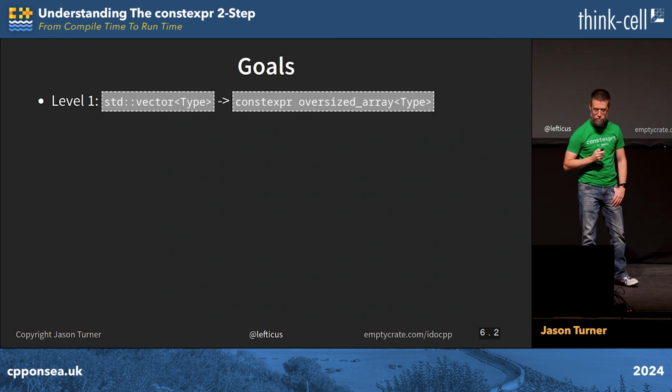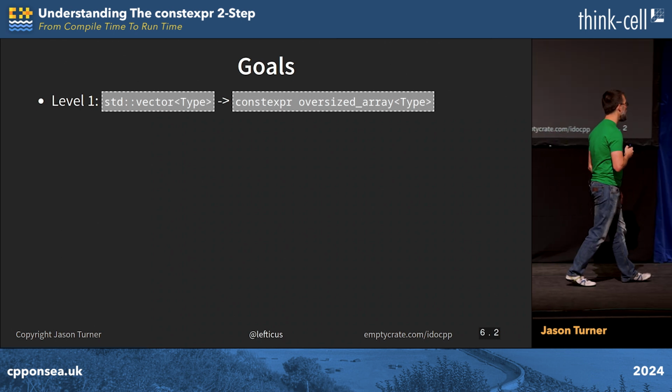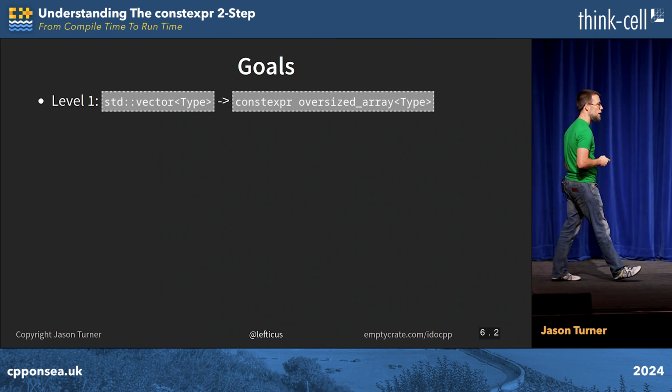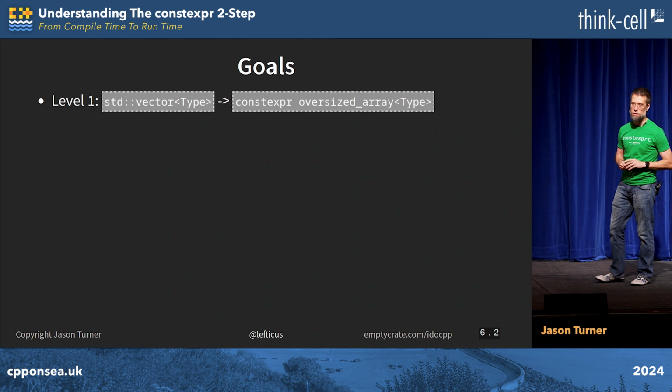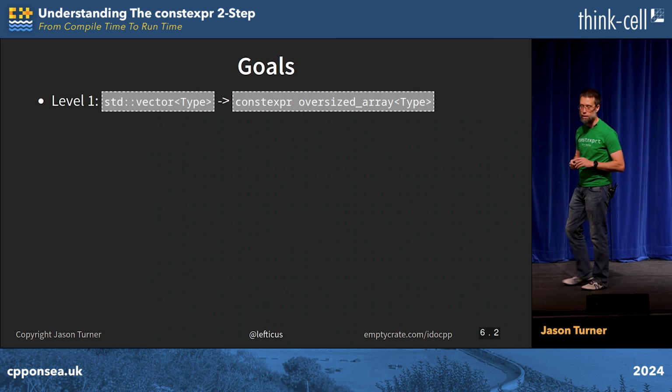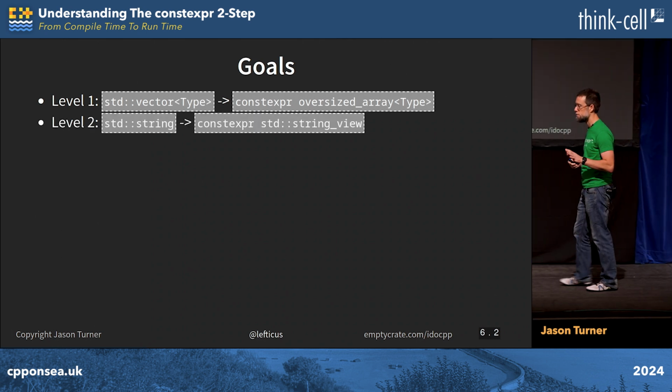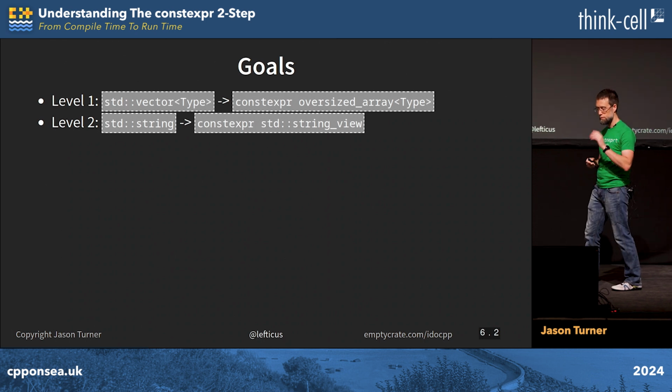So these are the goals for this talk. Level one, we will go from taking a vector and returning a constexpr oversized thing. And you'll see why it has to be oversized. Right sizing it is a later thing.